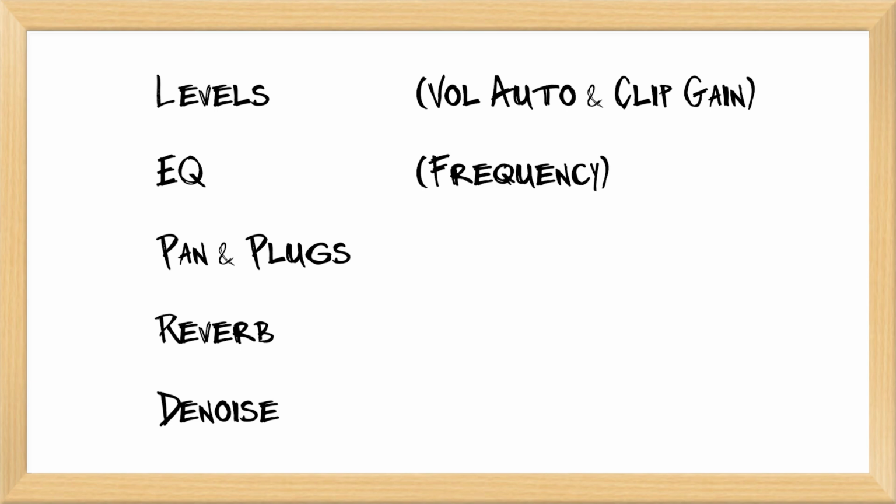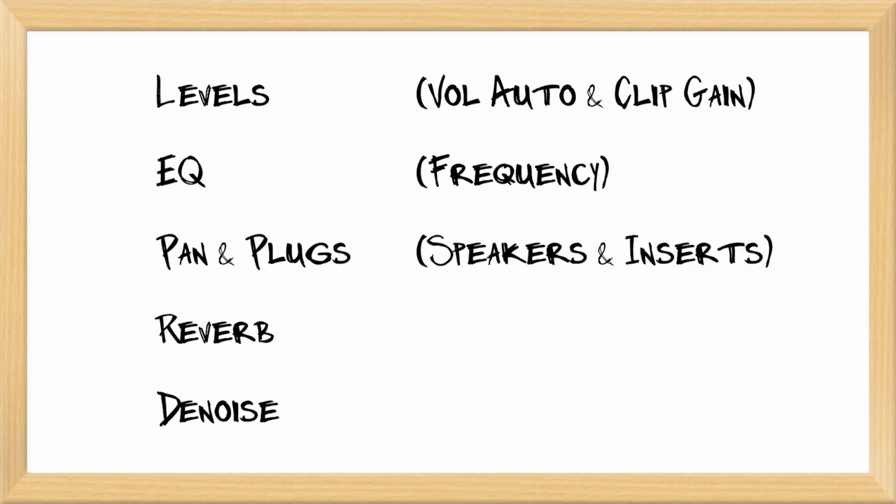EQ is short for equalizer. And when you use an EQ plugin, you are controlling frequencies. The three main bands of frequencies we are controlling are low, mid, and high. And it is said that humans can hear from 20 hertz to 20,000 hertz, although I don't think I can hear past 15K.